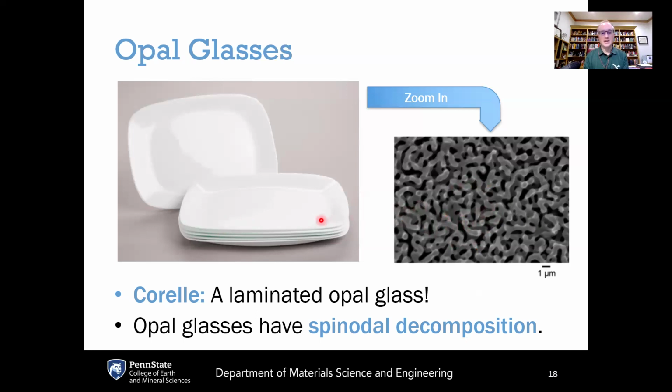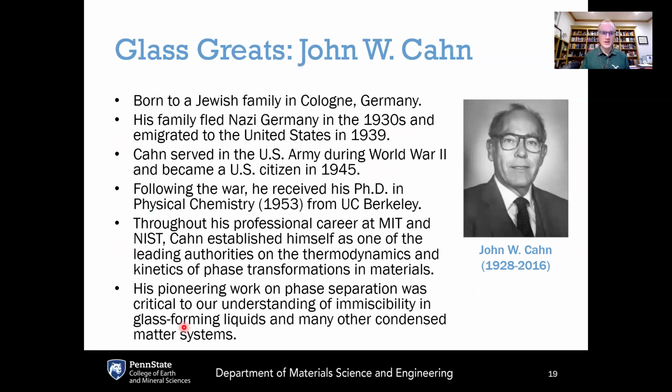There's a very thin layer of a cladding glass, which is actually a clear cladding glass that envelops this phase-separated glass. And that clear glass is designed to give the overall glass plate improved strength and improved chemical corrosion resistance, so it can perform really well if you drop it on the floor or if you put it in the dishwasher many times. So this phrase opal glass generally implies glasses that have spinodal decomposition, such as in Corelle plates.